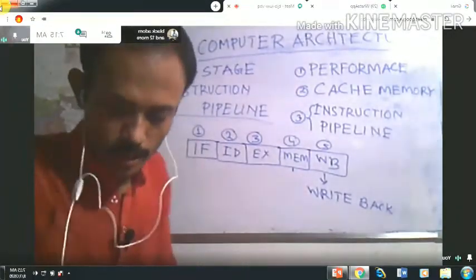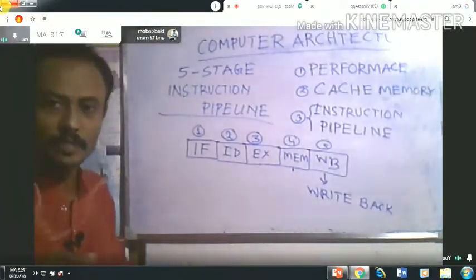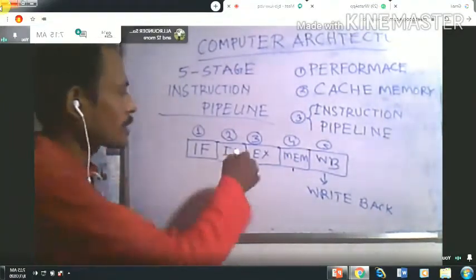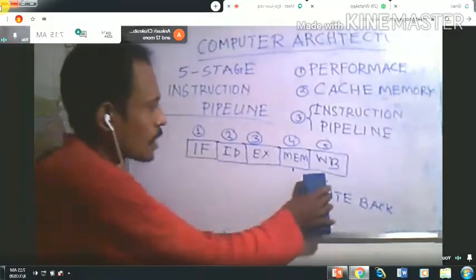The last stage is called the write back. So these are the 5 stages of the instruction pipeline. That's why it is called the 5-stage pipeline. So what will happen?